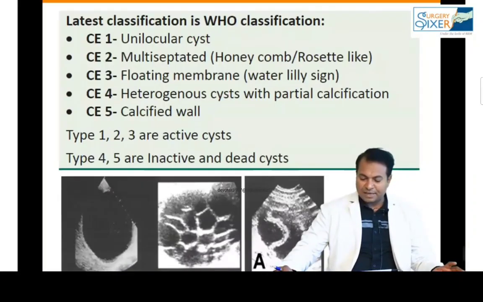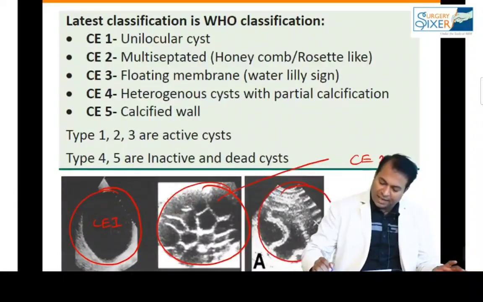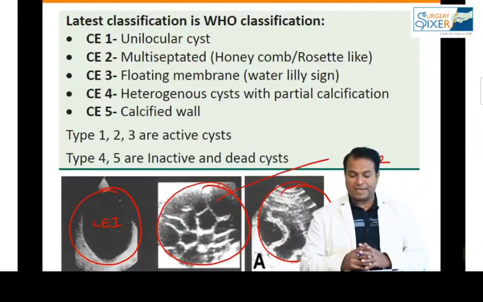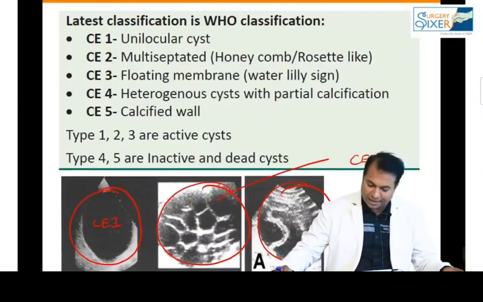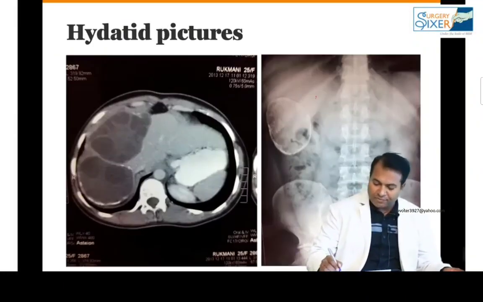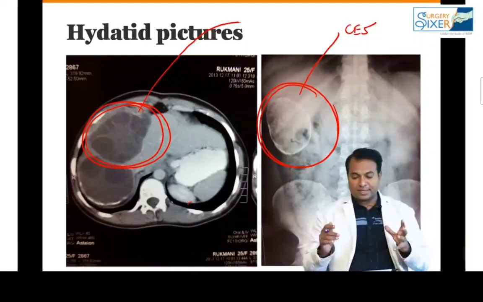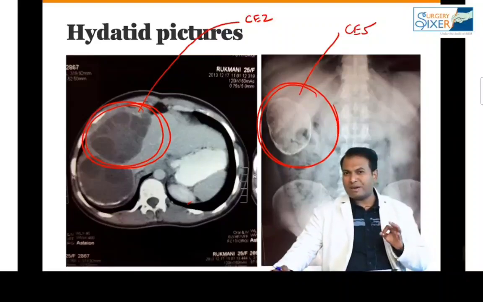So this is a typical hydatid cyst. You can see this is CE1, a clear cyst; CE2, honeycomb cyst. This is CE3, having a water lily appearance. CE1 clear cyst, CE2 honeycomb, CE3 water lily sign. And CE4 is partial calcification. You can see partial calcification, CE4. You can see a CE5 case here, fully calcified. And this is a patient showing multiple daughter cysts inside, looking like a honeycomb, CE2 hydatid cyst. So you should never make a mistake in diagnosing hydatid cyst.